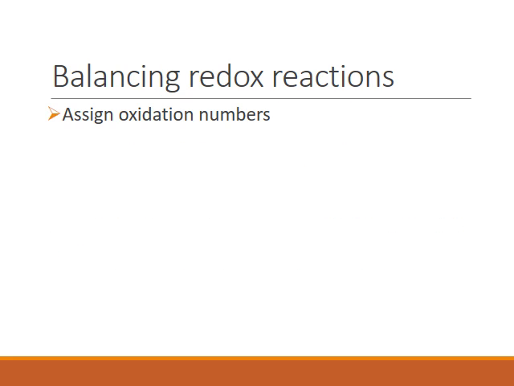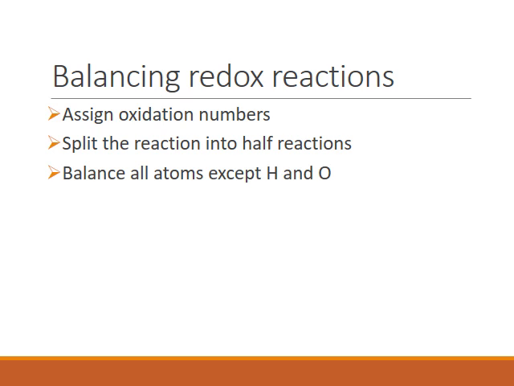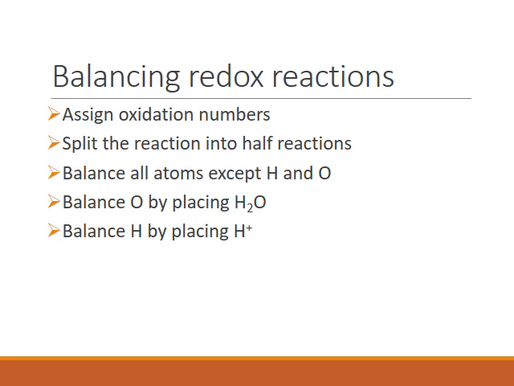So the first thing we do is assign oxidation numbers. Then we'll split the reaction into half reactions. Balance all the atoms except hydrogen and oxygen. Balance oxygen by placing water. Balance hydrogen by placing H+. Place electrons to balance the charges. Then the half reaction should be balanced for mass and charge.